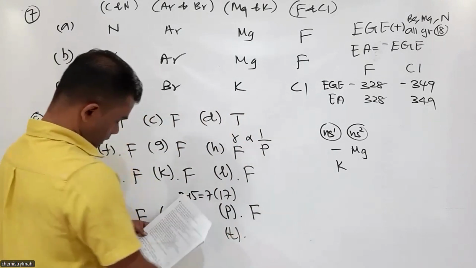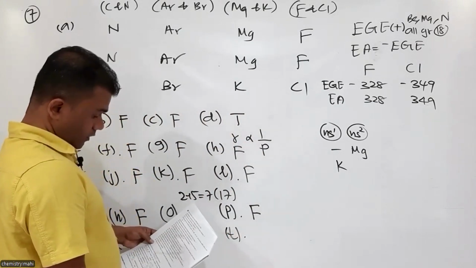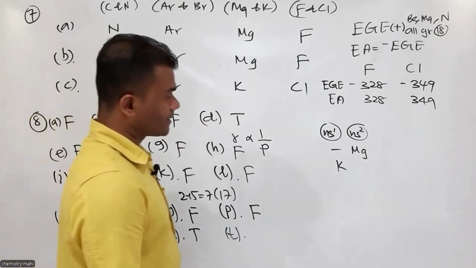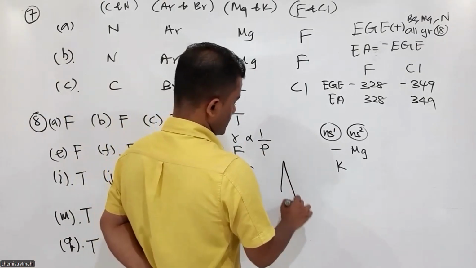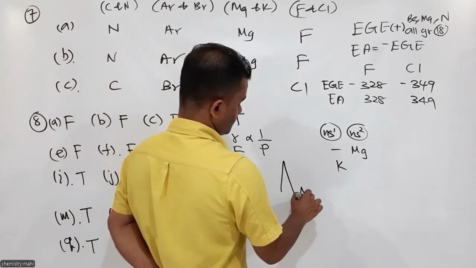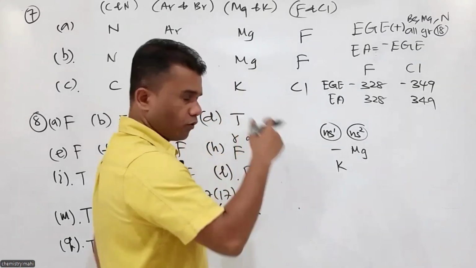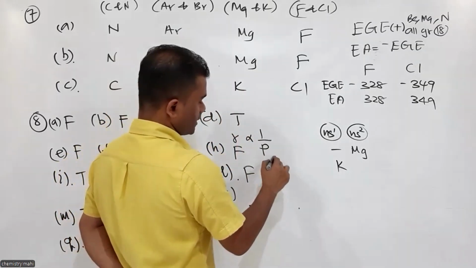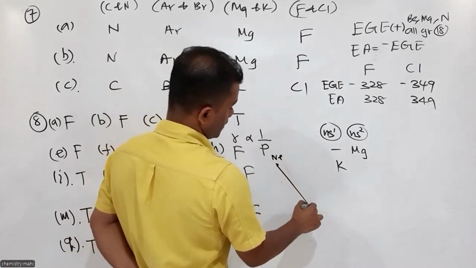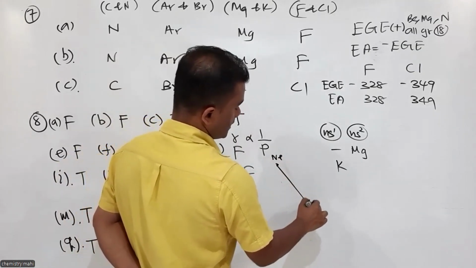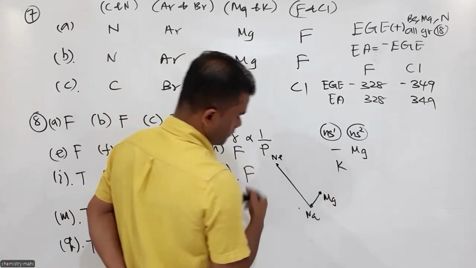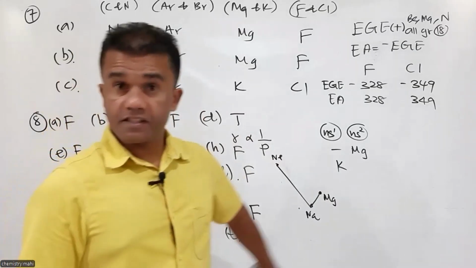The last one, T. The second ionization energy of sodium is greater than that of magnesium. Look at the first ionization energy. If I take it like this, before sodium we have neon, then neon's first ionization here, then sodium's first ionization here, then magnesium's here. But this is first ionization.